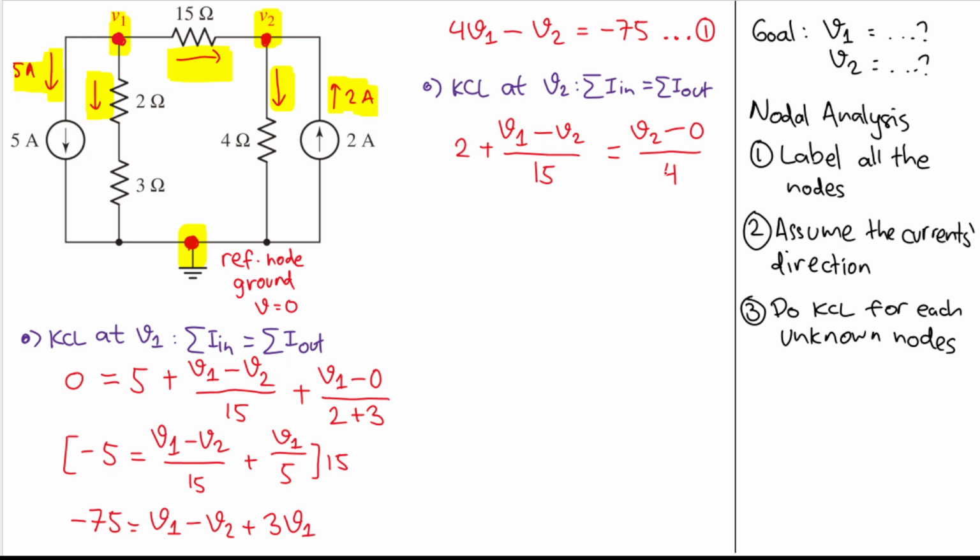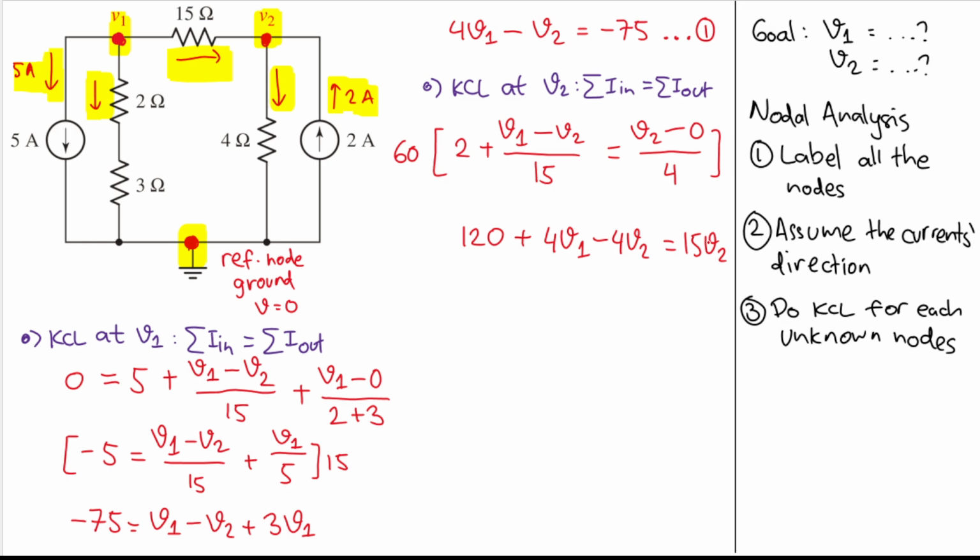Good. And I think I will need to multiply both sides here by 60, right? Because this will cancel. So we will have 2 multiplied by 60. That will be 120. And then 15 and 60 will cancel into 4. So I will have 4V1 minus 4V2. And then V2 minus 0 is just V2. But then 4 and 60 will cancel into 15. So I will have 15V2, right? On the right hand side. Good.